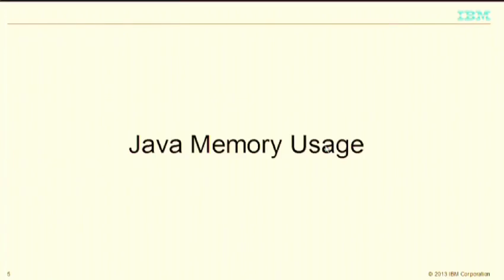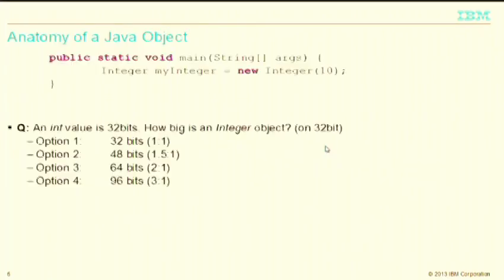So starting off, memory usage of Java itself. So you've got an application, just a main class that doesn't really do anything. All it does is it creates a new integer object in which you put the int value 10. So an int's 32 bits in size. So on a 32-bit platform, how big do you think is the piece of memory that Java puts on the Java heap for that int value of 10 that you've got in your integer?